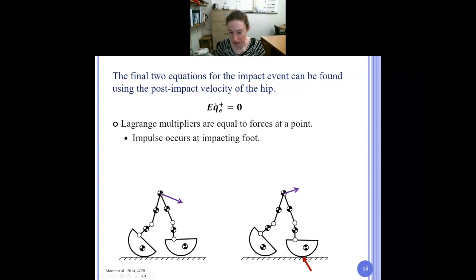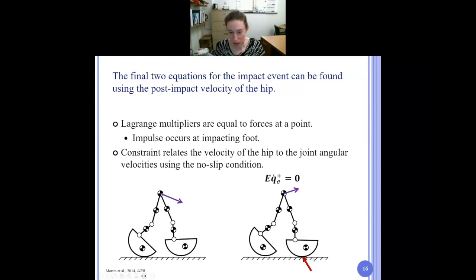So because this impulsive force occurs at the front foot, that means we want to relate the velocity of the hip to the velocity of this, basically the joint velocities of this biped, assuming that the front foot is rolling without slip. So that gives us the final 2 equations. We have a square linear system, which makes it trivial to solve for the unknowns.